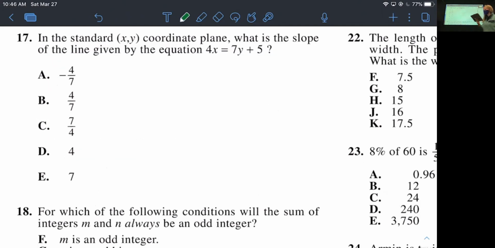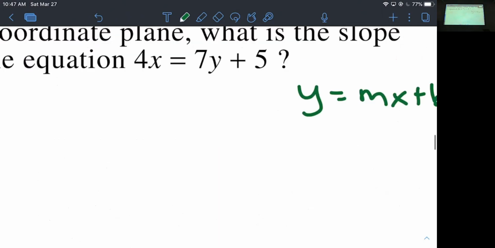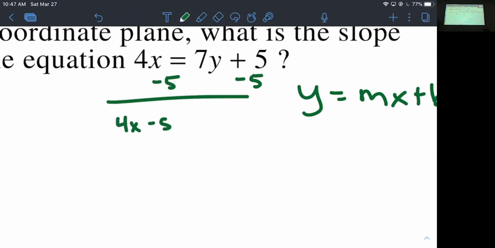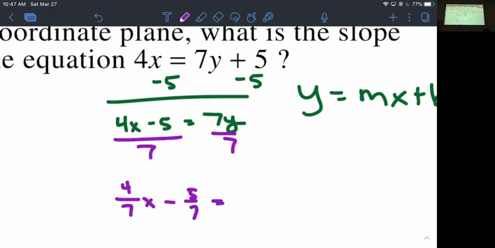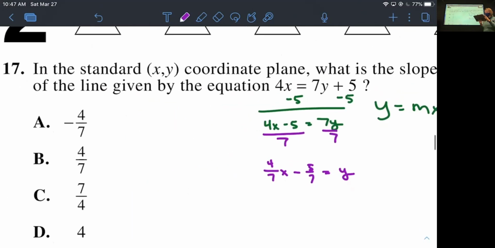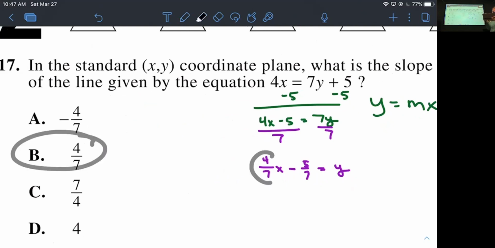So in the standard XY coordinate plane, what is the slope of the line given by 4x equals 7y plus 5? Well, to do slope, we need it in y equals mx plus b form. So we need the y by itself. What do I need to do to get that y by itself? Yep, we can subtract the 5, and we have 4x minus 5 equals 7y. And then how do I get the y by itself? Divide by 7. So we have 4 over 7x minus 5 over 7 equals y. Which part of that is the slope? 4 over 7. So my slope is 4 over 7. Questions on 17?